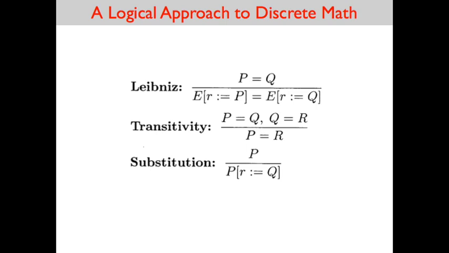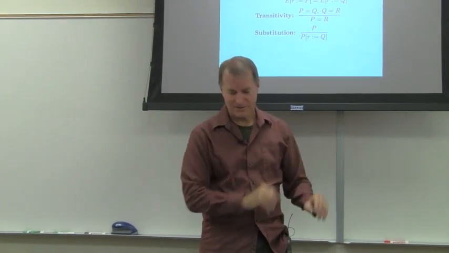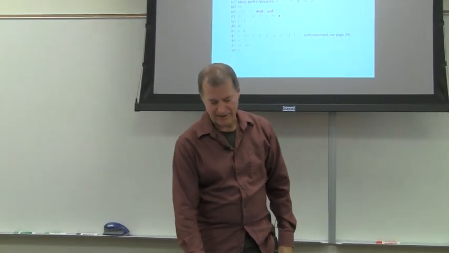The first one is Leibniz. If p equals q, then any expression with any variable replaced by p equals that same expression with that variable replaced by q. Second one is transitivity. If p equals q and q equals r, then it follows that p equals r. And the third one is substitution. If p is true in all states, then it follows that p is true with any variable replaced by any expression. It's also true in all states. Okay? We've gone over these and we've had exercises with them. And now we are going to apply them. All right?